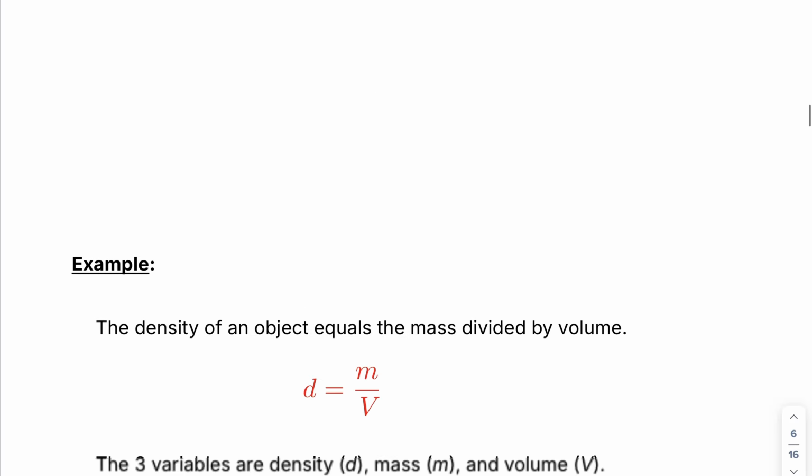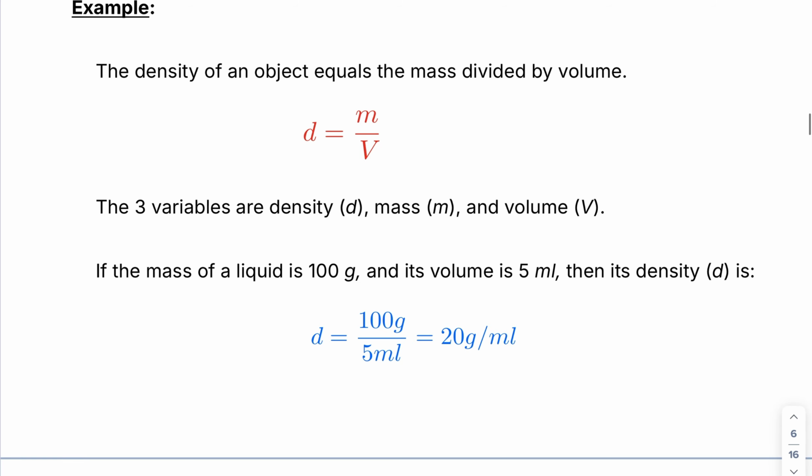Okay? So here's an example. The density of an object equals the mass divided by volume. Okay? The density, this is the first variable, is equal to the mass of an object, that's the second variable, divided by the volume. That would be the third variable.